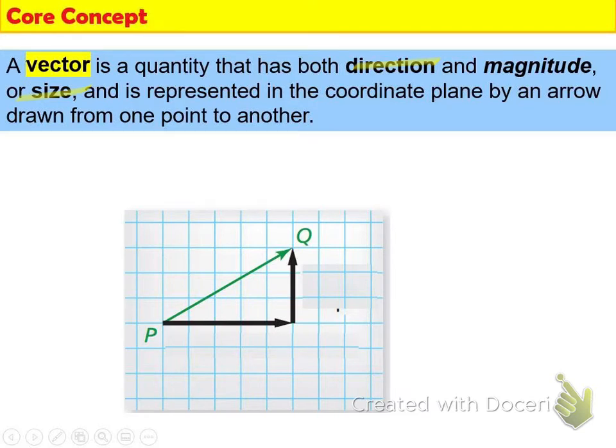A vector is a quantity that has both direction and size, and is represented in the coordinate plane by an arrow from one point to another. What does this look like similarly in geometry? It looks like a ray. You name it very similar to a ray. A ray, you had an arrow pointing to the right, and then what was the first letter we always used? The beginning point, right? The start point. And then the other point was just listed second.